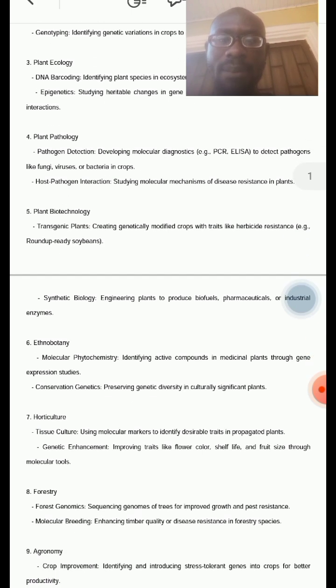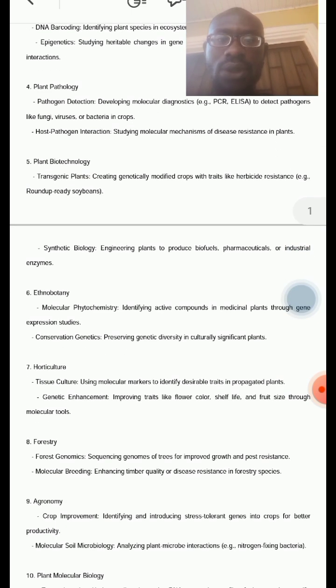Then for plant biotechnology, you'll be given topics like you have to study transgenic plants. That means GM plants, genetically modified organisms or genetically modified plants, in which case you have to do a lot of studies on, okay, how you can transfer genes from one source to another across different organisms.